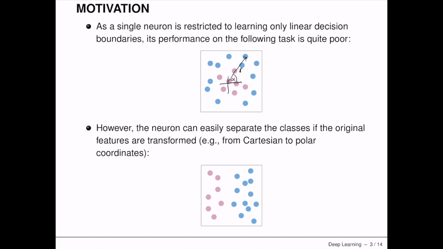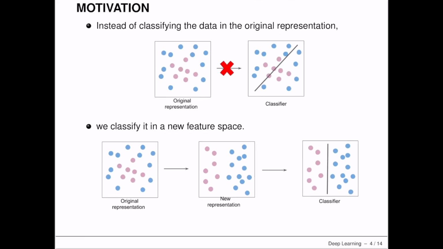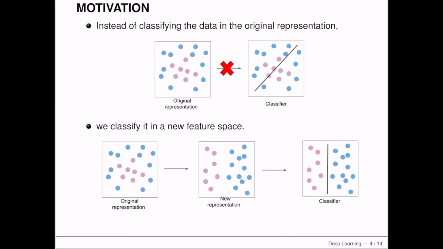If we transform the blue and red points to these polar coordinates, this would look like shown in this picture below. And clearly here we could use a linear classifier. Therefore, instead of performing a linear classification in the original space where it doesn't work, we could first transform the old representation to a new representation and perform a linear classification there.